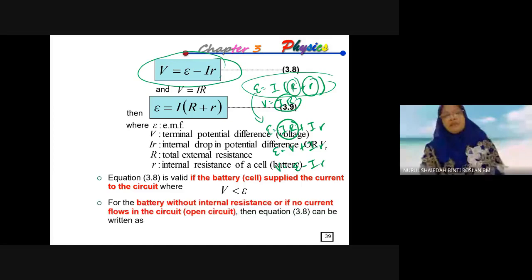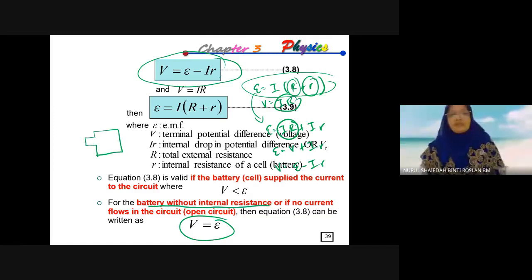Okay. Seperti saya cakap tadi lah, V akan sentiasa kecil daripada EMF. Okay, bila masa V akan sama dengan EMF? Kalau bateri without internal resistance. So you punya bateri tadi hanya ada ni je, tak ada internal, so dia akan sama dengan EMF. Dan dia no current flow lah, maksudnya you ada open circuit. Maksudnya you tak switch on, so maksudnya EMF you akan sama dengan V lah. Okay, so ada dua bila masa EMF akan sama dengan V.